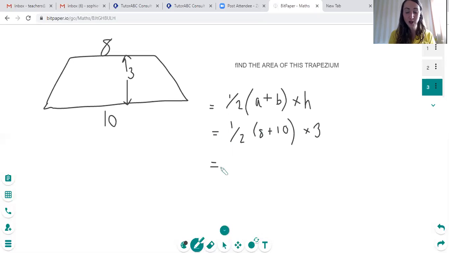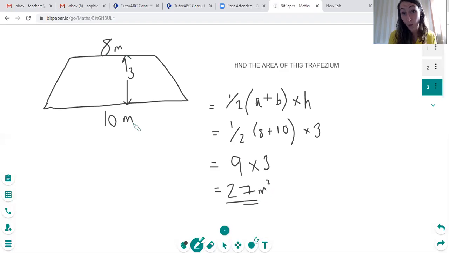Now, if you'd looked at the numbers, you may well have managed to work out that actually the average of my top length and my bottom length is 9, because 9 is halfway between 8 and 10. So we end up with 9 times 3, which gives us 27. So our area is 27 centimeters squared, meters squared, whatever unit they have given you in the exam. So let's pretend it was meters they gave us. Our answer would be 27 meters squared, because it's an area. Hopefully you got that as well.